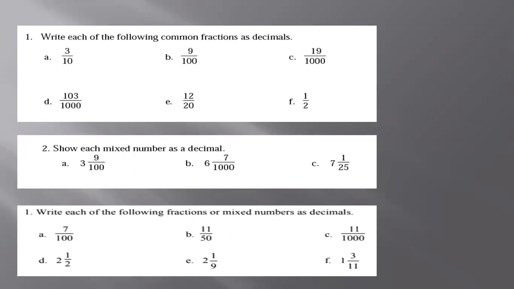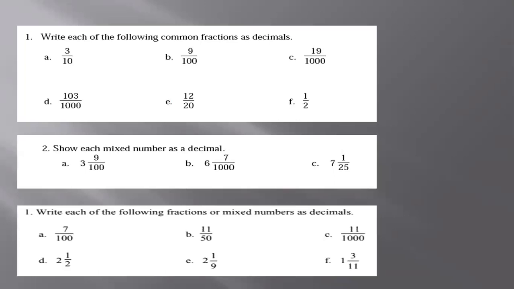It would equal 0.011. 2 and 1/2 is equal to 2.5. As you look back at number 1F above, it was a half, which equals 0.5. So 2 and 1/2 would equal 2.5. And 2 and 1 over 9 equals 2.111 repeated. F, 1 and 3 over 11 equals 1.27 repeated.